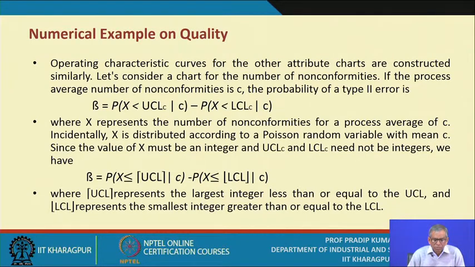Now, for constructing the OC curve for the C control chart, we follow the same procedure, but need to be careful about certain notations. As you are already aware, the basis of constructing a C control chart is the Poisson distribution. And the C control chart is used to control the number of non-conformities or defects on a particular product.